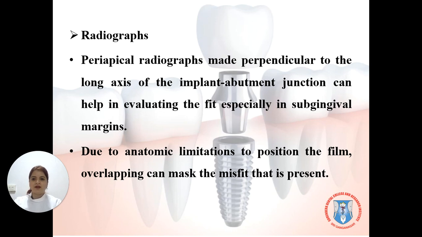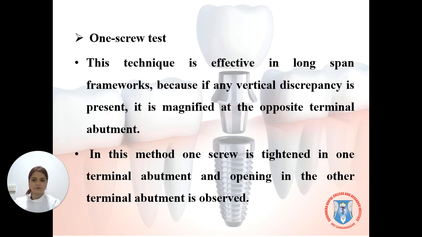Radiographs, we can evaluate it with radiographs also. Periapical radiographs made perpendicular to the long axis of the implant abutment junction can help in evaluating the fit, especially in the subgingival margins. Due to anatomic limitations in positioning the film, overlapping can mask the misfit that is present.